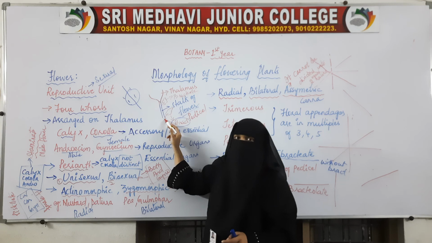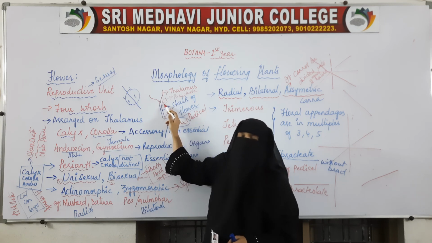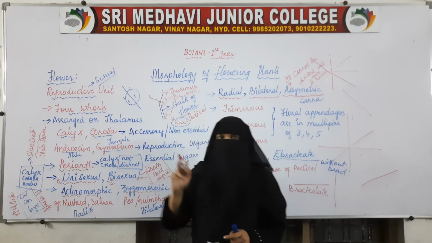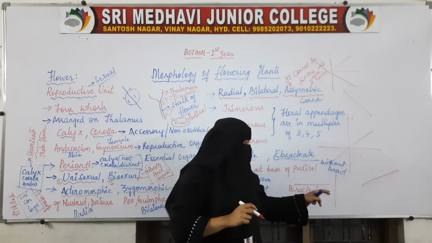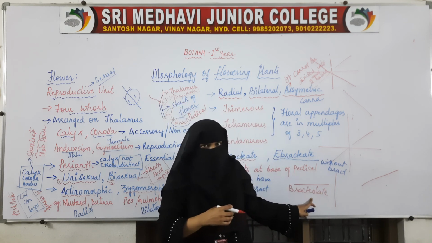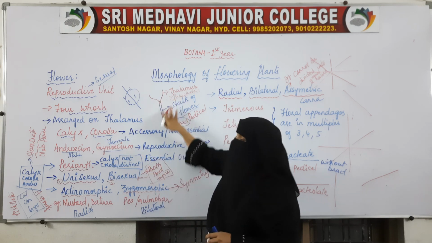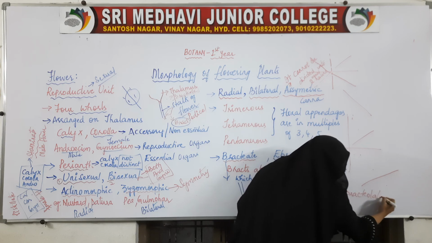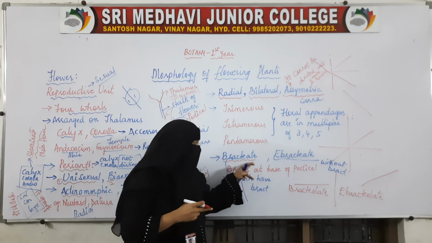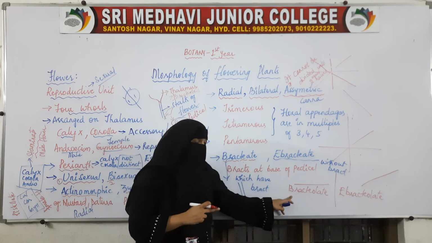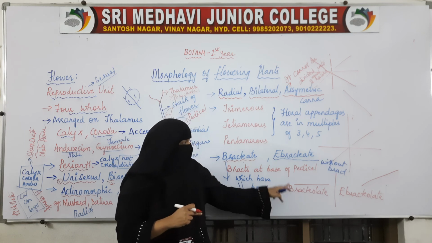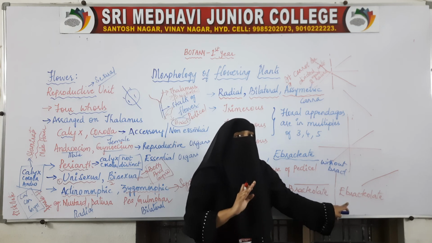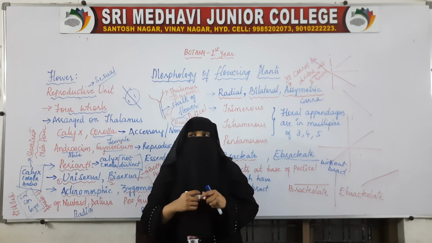If the flower has this bracteole, this is the bract. This leaf-like structure is the bract. And if it is present over here, then this leaf-like structure is called a bracteole. And if a flower has this bracteole, then the flower is called a bracteolate flower. And if the flower does not have this bracteole, then it is called ebracteolate. There is a difference: bracteate, with bract; bracteolate, with bracteoles; ebracteate, without bract; ebracteolate, without bracteoles.